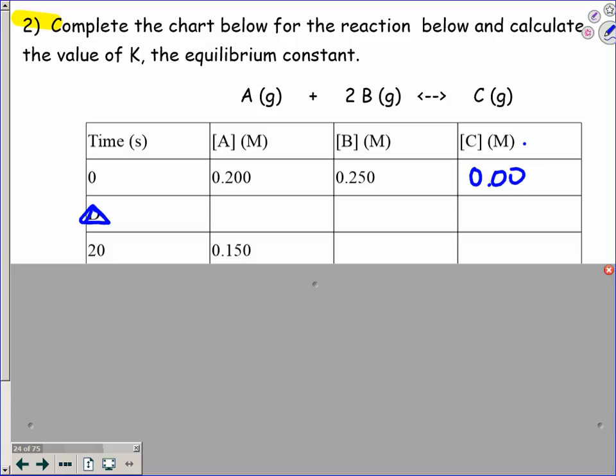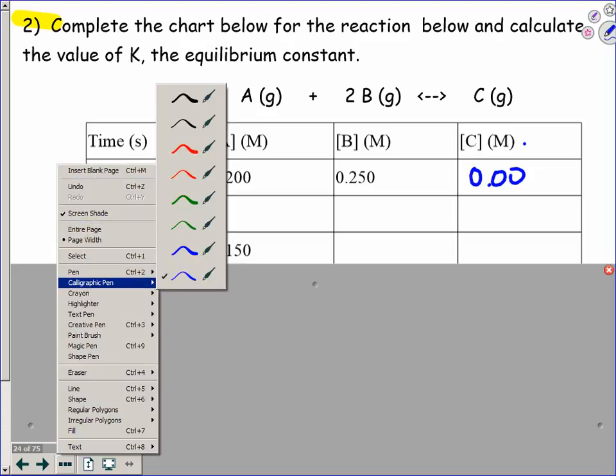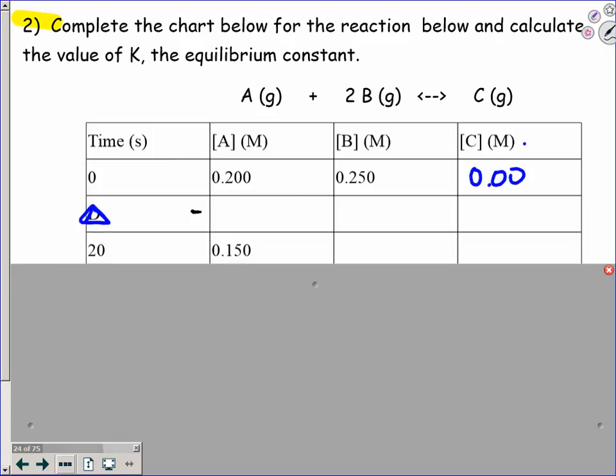Decreased by what? 0.05. Okay, so we subtracted, so it's decreasing by 0.05 molar, and we made it to here, right? So tell me, how would that play into B and C? Subtract how much from B?